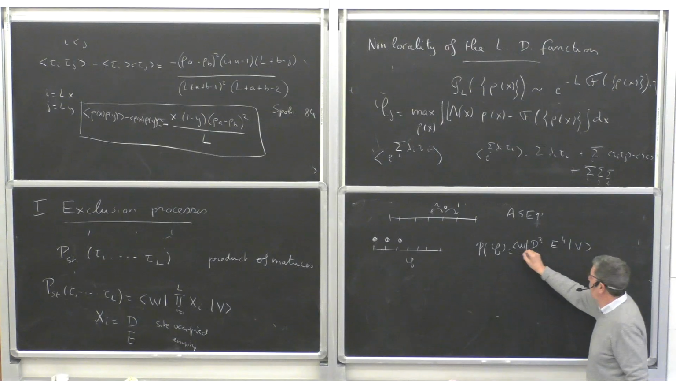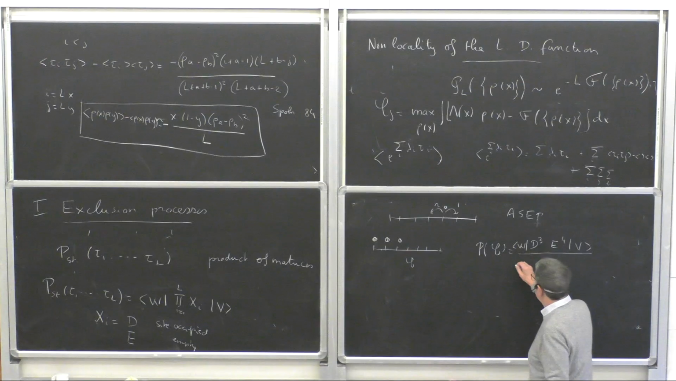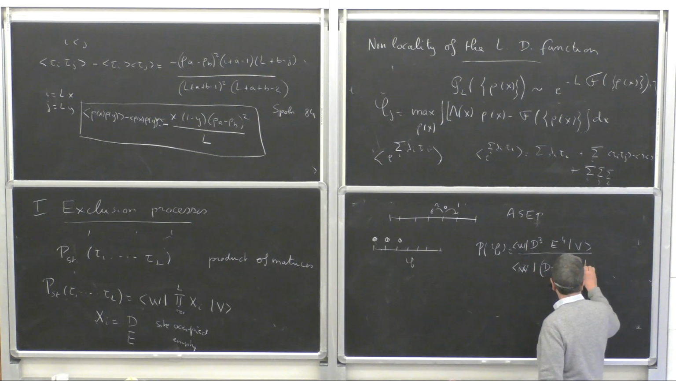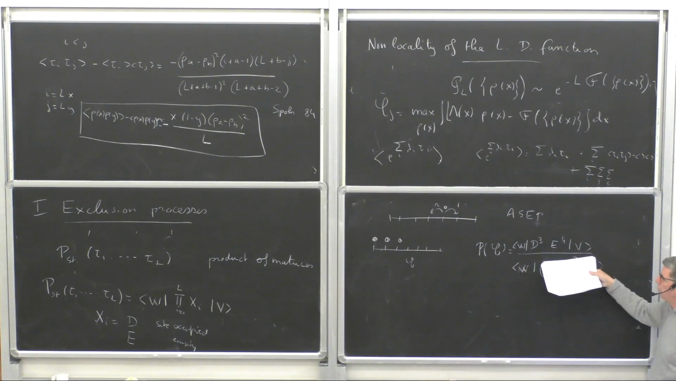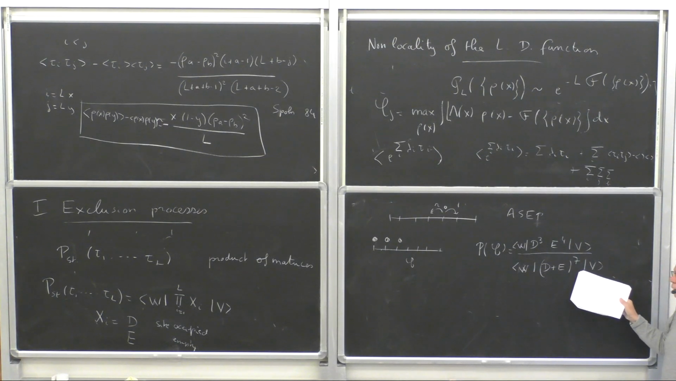Now, what should I put in the denominator? I should put the sum of the weights of all the possible configurations. So the normalization will be W, D plus E to the 7 times V. Okay, so this is the probability of seeing this configuration up there, because 3 sites are occupied and 4 empty, and here I have the normalization, because I have to sum the weights of all possible configurations.